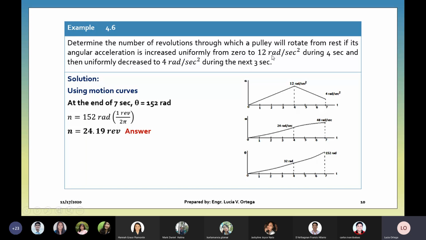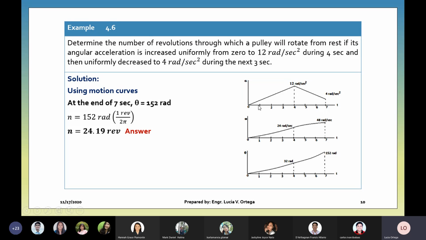From the given problem, the angular acceleration is increased uniformly from 0 to 12 radians per second squared, so it would be a straight line within the 4 seconds. Then it is uniformly decreased to 4 radians per second squared during the next 3 seconds. Now we can construct the velocity-time curve, simply by using the area, with time and omega, or velocity.